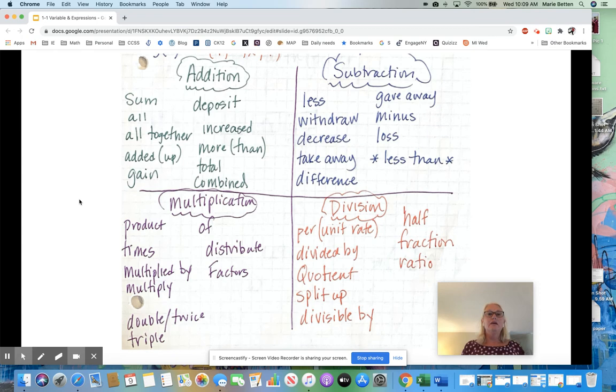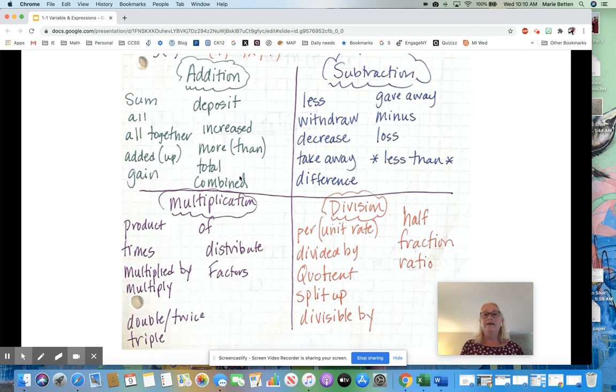Welcome back. Here are a list of some of the words I came up with. For addition, sum, we know sum means the answer to any addition problem. All or all together. Added or added up. Gain, like a gain in yards in football. Gain weight on a scale. Deposit, when I put money into the bank, I make a deposit. Increase or increase by. More, more than.